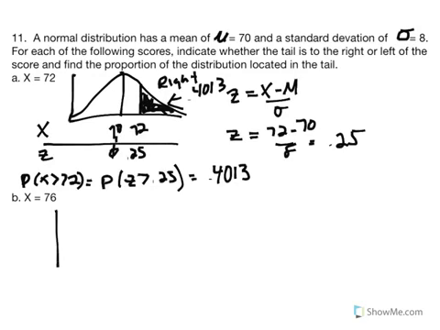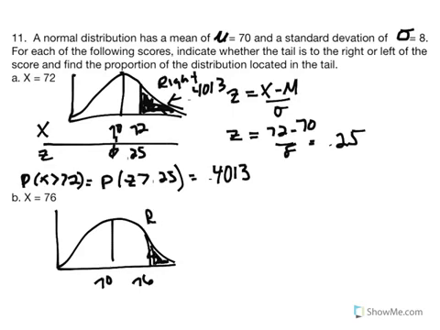All right, the next one, we have a score of 76, again the mean of 70, score of 76, again to the right of the distribution. The tail is going to be to the right. And now we want to figure out what is the probability of obtaining an x value greater than 76. So to find that out, we have to convert the score into a z-score.